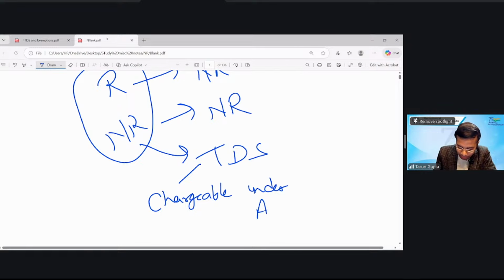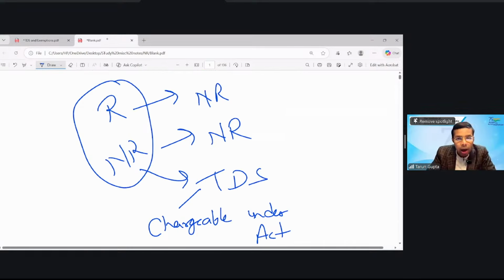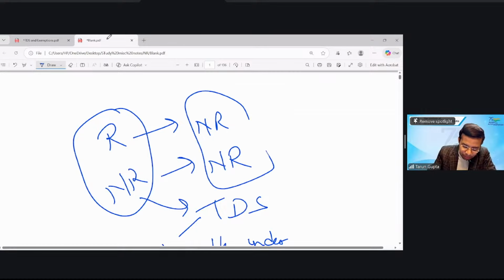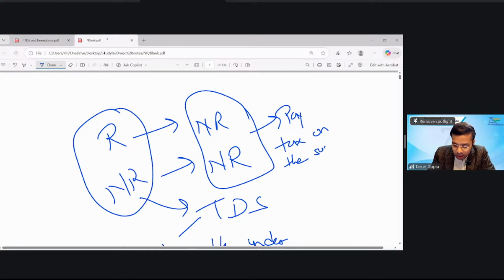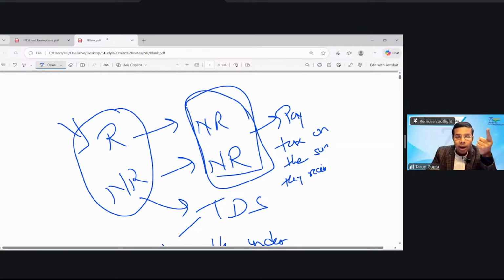Now you understand? If the payment made by this R or NR to another NR is taxable in India in the hands of the recipient, if the recipient is liable to pay tax on this income, on the sum they received, then the payer is required to withhold tax irrespective of the status of the payer. So, what are the conditions under section 195? First, the recipient has to be a non-resident. Unless the recipient is a non-resident, section 195 does not apply.